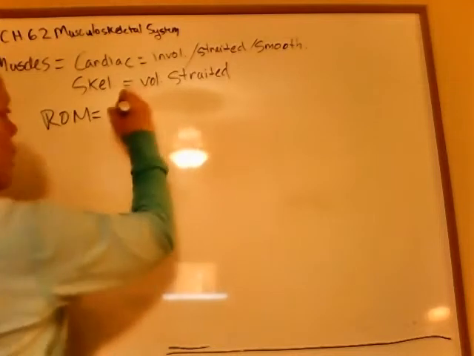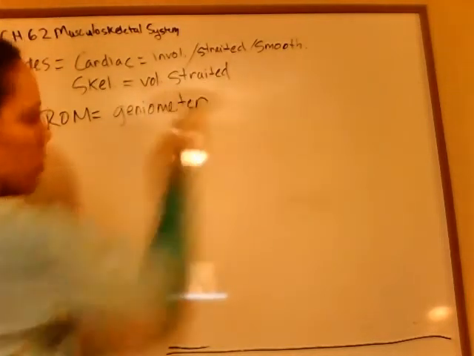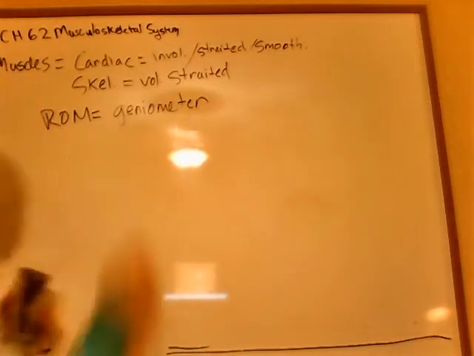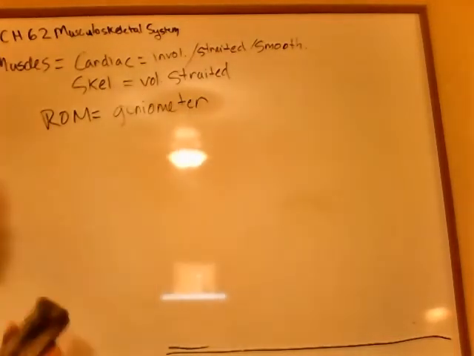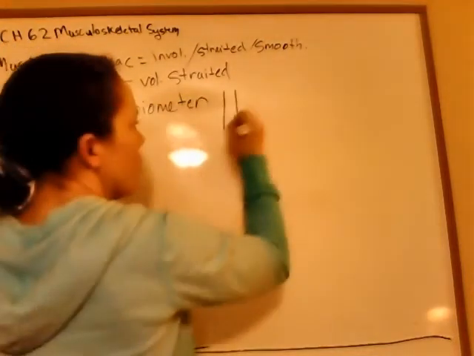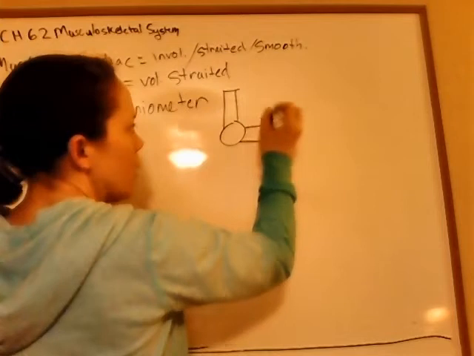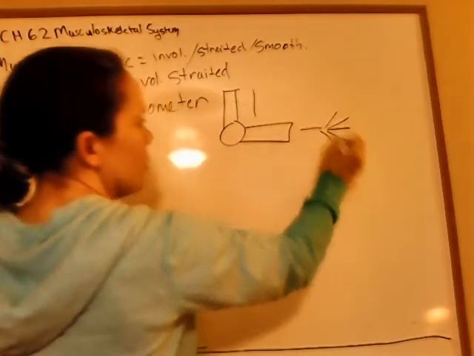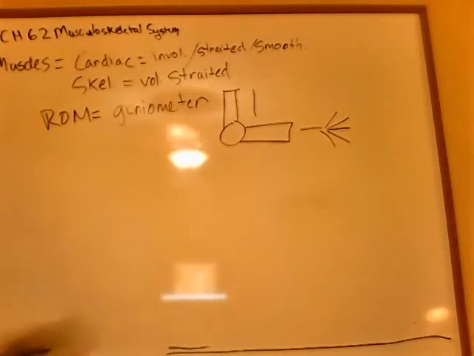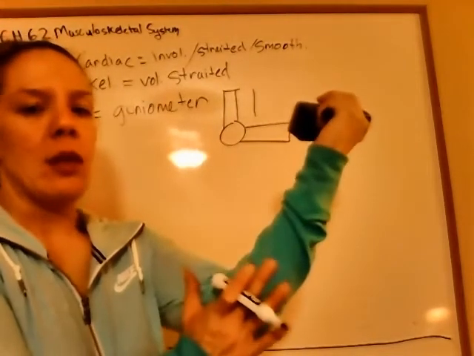You can measure that in a goniometer. Basically, I wish I had one, but it looks like this, and it's got 2 sticks on it, and you're going to be able to figure out the angle at which they can move it. So if I can only move it this far, well then I'm going to measure the angle right here.